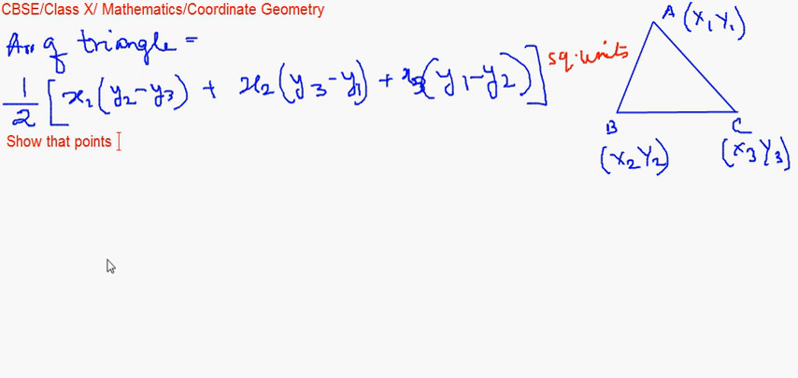Show that the points A, B plus C and B, C plus A and C, A plus B are collinear. That means, how do we prove that these points are in a line?